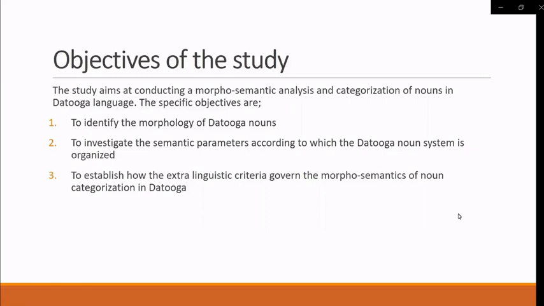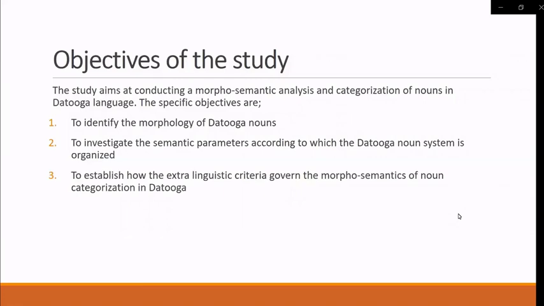Again, the approach towards noun categorization: various approaches have been used. You can use the mixed one, others have used only a single parameter, either morphological only, semantic only, or phonological only. This study employs a morphological one as well as combining both morphology and semantics in analyzing noun categorization in Datooga.